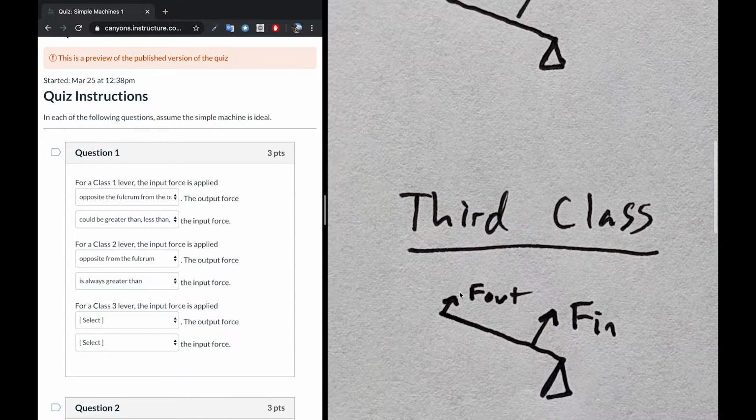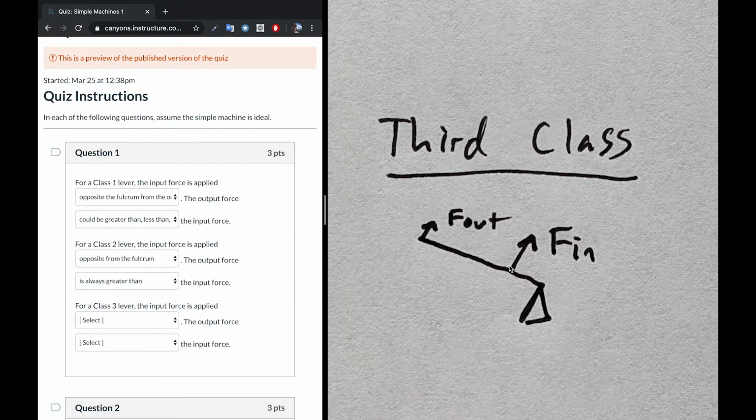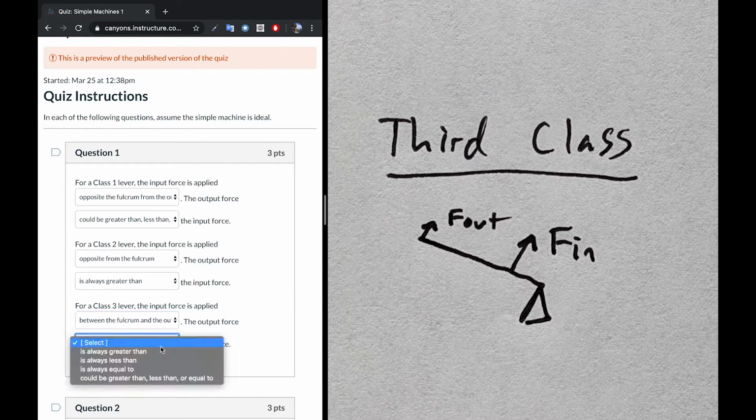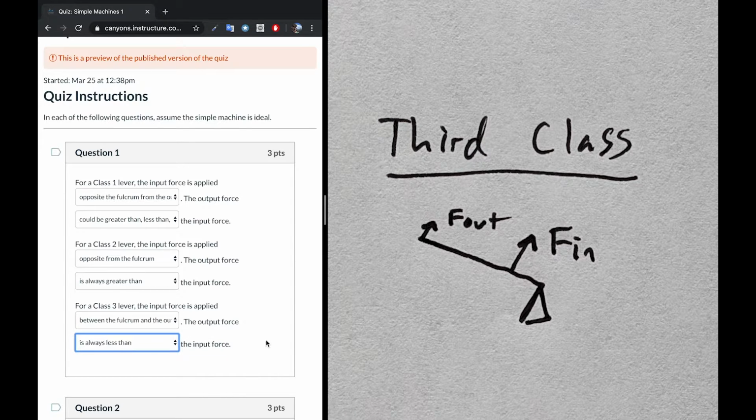Okay, the third kind is a third class lever that is basically the opposite of the second class. And so the input force is going to be between the fulcrum and the output force. Output force is over here, and the fulcrum is here, and the input force is anywhere in the middle here. And because of that, the output arm is always going to be bigger than the input arm, so that means that the output force is going to be smaller than the input force.